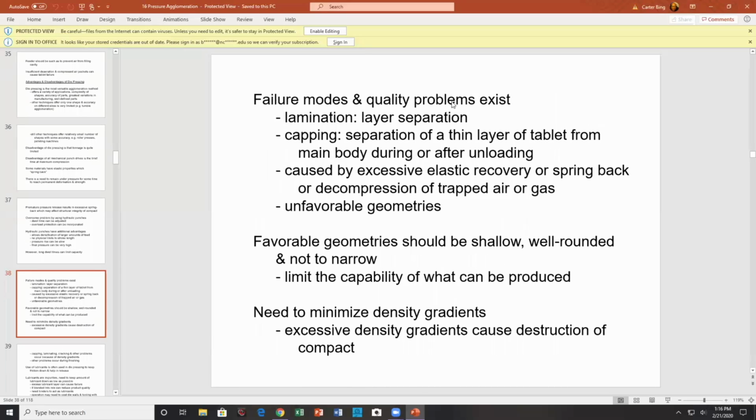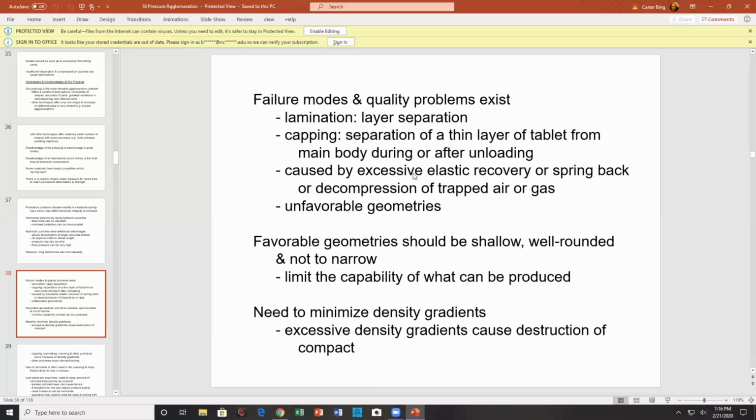Failure modes and quality issues. Laminations, basically layer separation. You may not think that you have lamination in there, but you do. It's sort of like snow: if you have different snowfalls, each layer of snow is different. Capping is separation of a thin layer of the tablet from the main body during and after unloading.